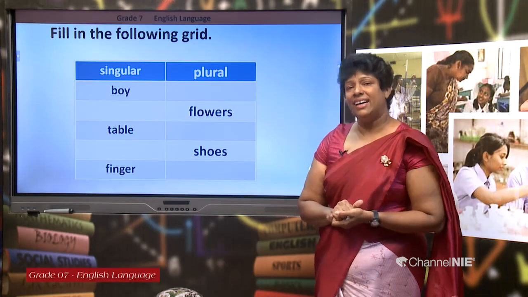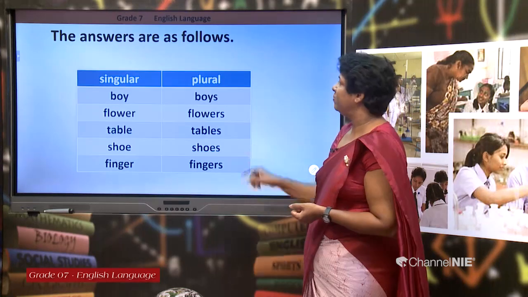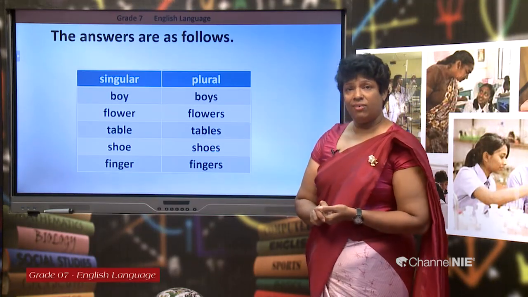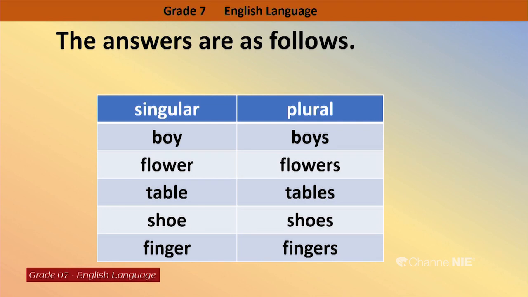Let's look at the answers. The answers are given. Take a look at it and see whether you got them correct. Boy, boys. Flower, flowers. Table, tables. Shoe, shoes. Finger, fingers. We did only one thing here, that is to add s to make the noun plural.